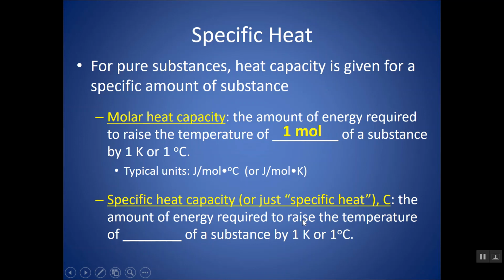And that would be the amount of energy required to raise the temperature of 1 gram of a substance by 1 degree. Notice that their units would then be different. So molar heat capacity would be joules, the energy needed, per mole degree Celsius, or per mole degree Kelvin. Mole and Kelvin, or mole and Celsius, are on the denominator. And specific heat would have similar units, but grams would be replacing moles.